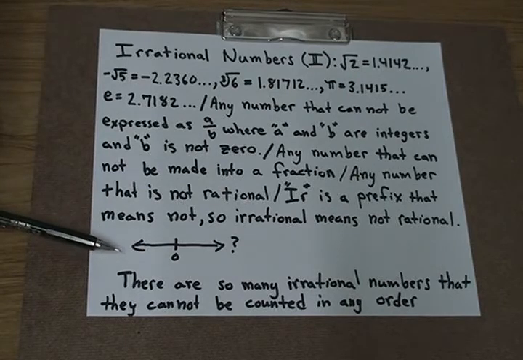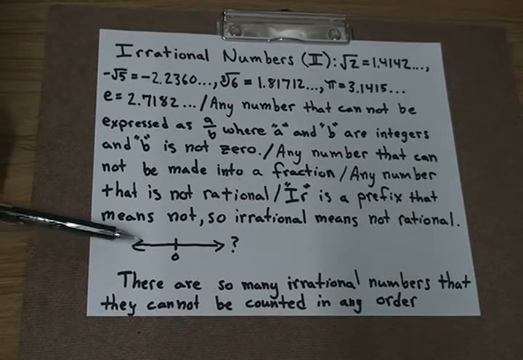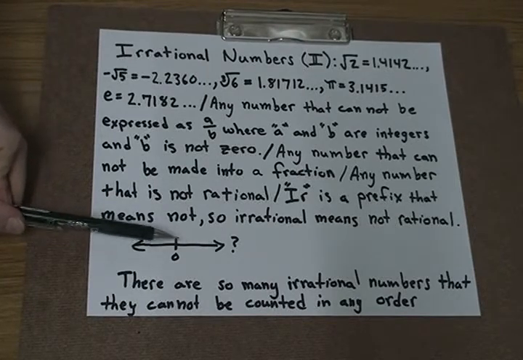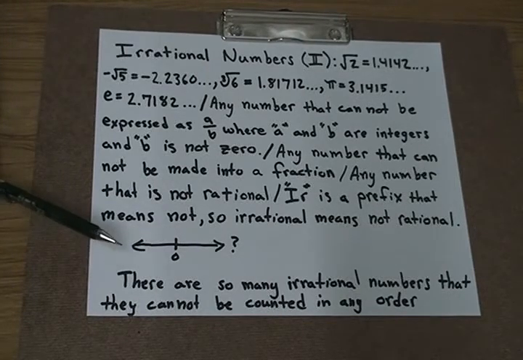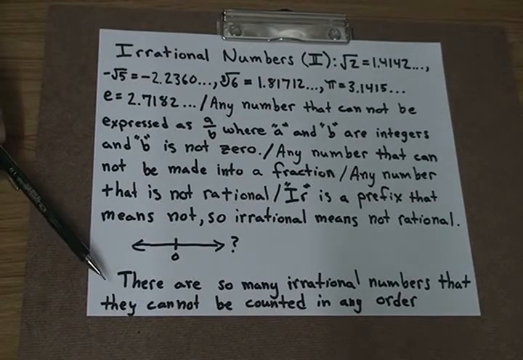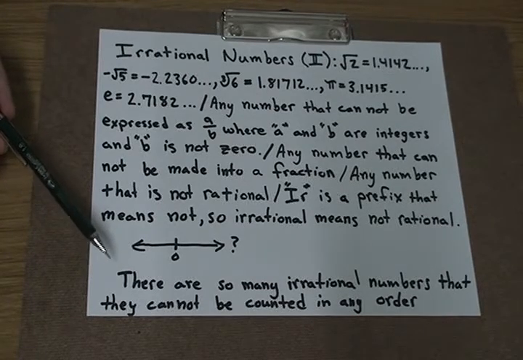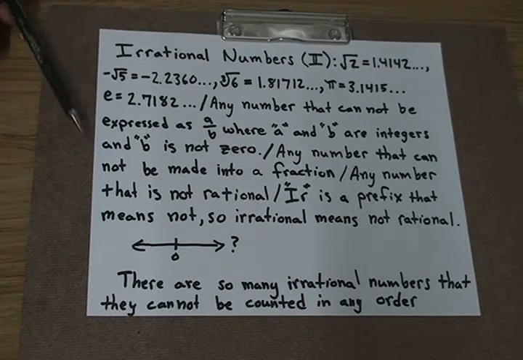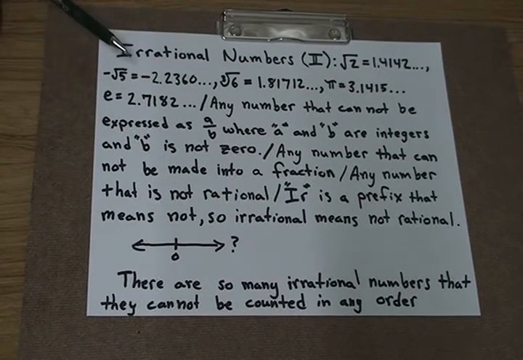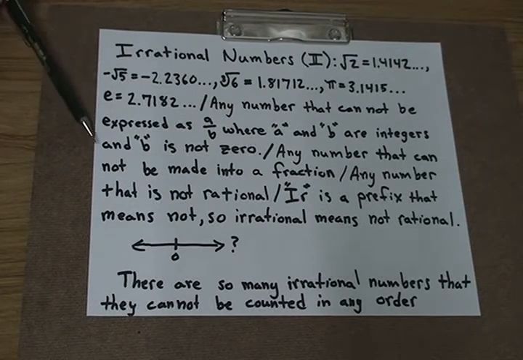How would we represent this as a number line? We don't know how to represent this as a number line because there's spaces in between where all the rationals are. And there are so many irrational numbers that they cannot be counted in any order. This is our first number group that cannot be counted. It's bigger than all the rest. This is our first one that cannot be counted, irrational numbers.